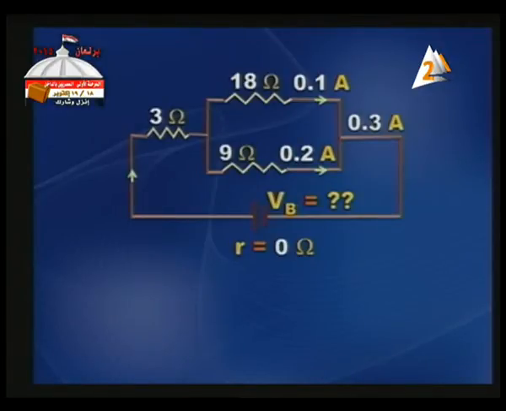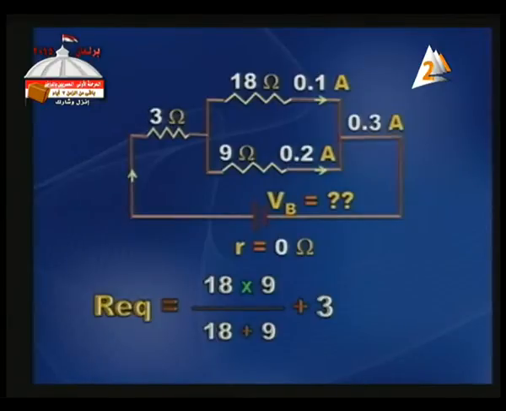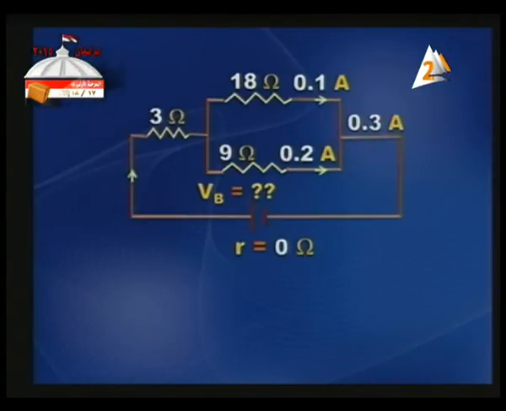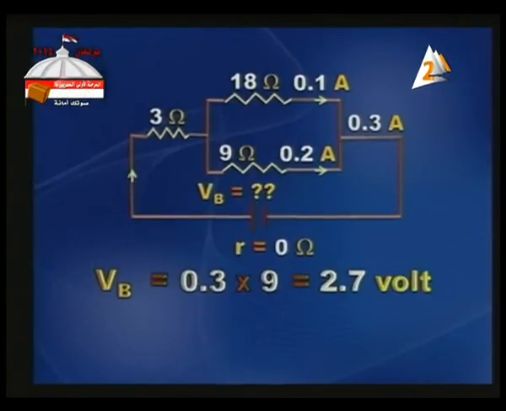Now I'll determine R equivalent of the circuit. 2 connected in parallel, product over the sum, plus 3. It is 9 ohm, and it is multiplied by the current so as to obtain the potential of the battery, V battery, EMF of the cell. So it is 0.3 times 9. It is 2.7 volt.